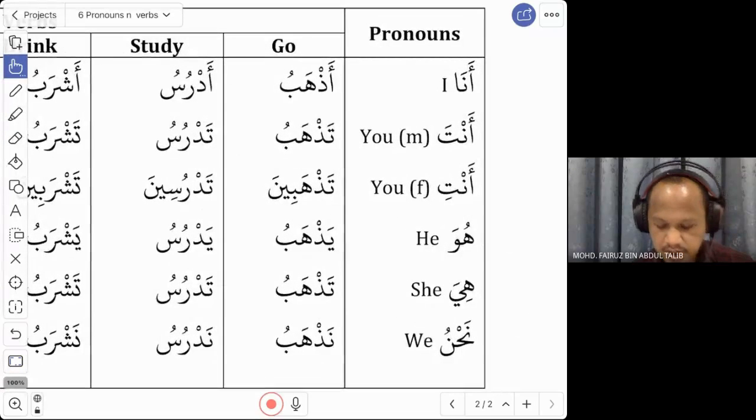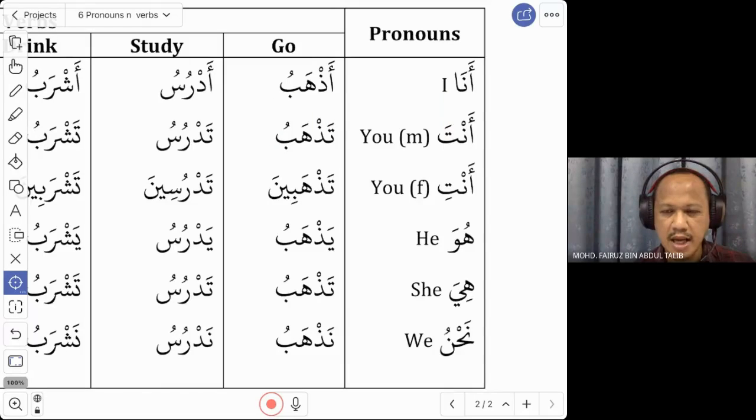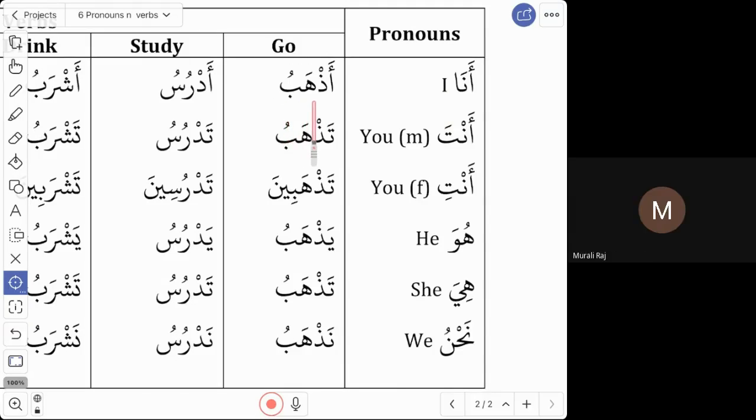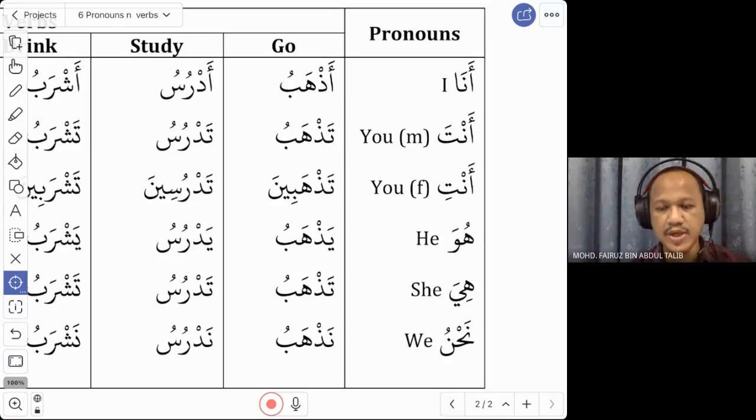Okay. So this is the pronoun. First, you want to say ana. The word is to go. So you want to say I go. What do we say? We say ana azhabu. You can repeat after me. Ana azhabu. Ana azhab. Yes, good. You can read azhabu or you can just say azhab.